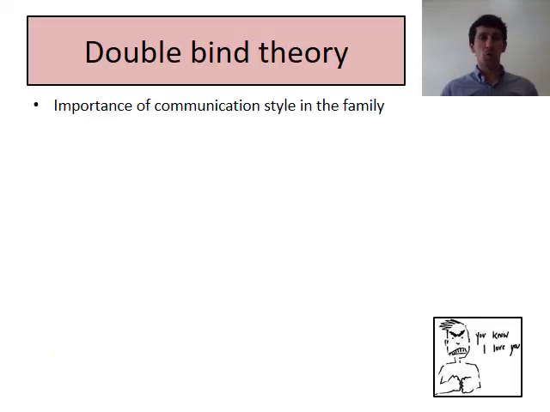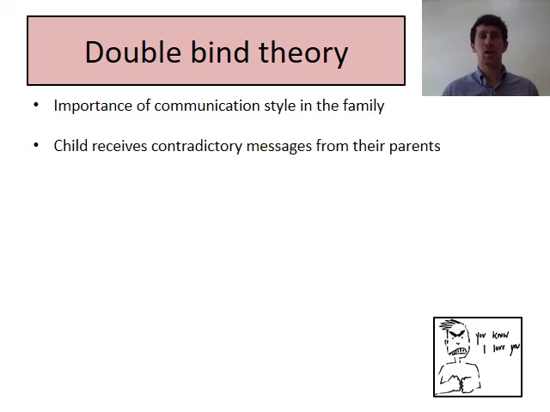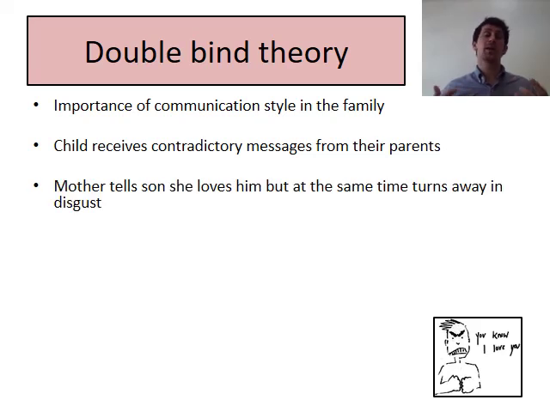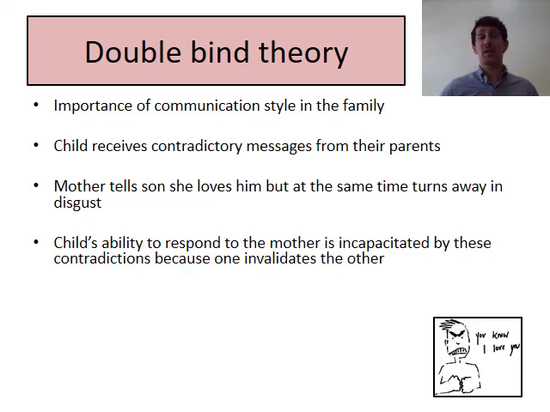The double-bind theory focuses on the importance of communication within the family and communication styles. It's usually where a child receives contradictory messages from their parents. So an example would be a mother telling her son that she loves him, but at the same time turning away in disgust. And what this means is it reduces the child's ability to respond to their mother because they're getting mixed messages, and these mixed messages sort of invalidate each other.